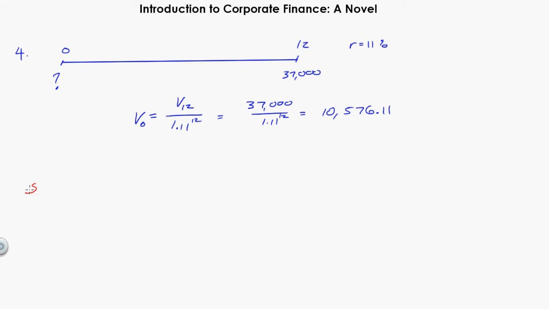Now question number 5 says, well, what happens if the interest rates go down? It didn't say how far. Let's just say, what if this were lower? Let's pick something like 1.08. So if it was an 8% interest rate instead of 11% interest rate, then the denominator here is going to be a smaller number, which means this is going to be larger.